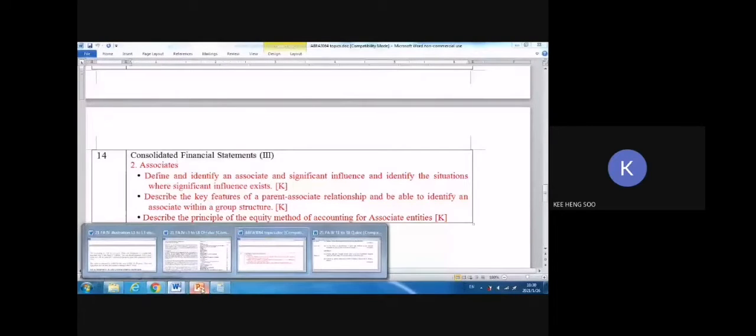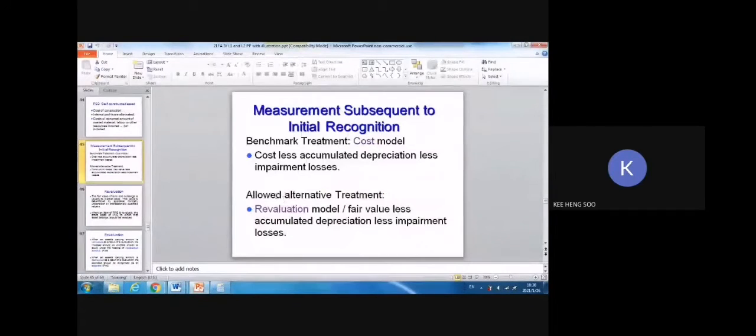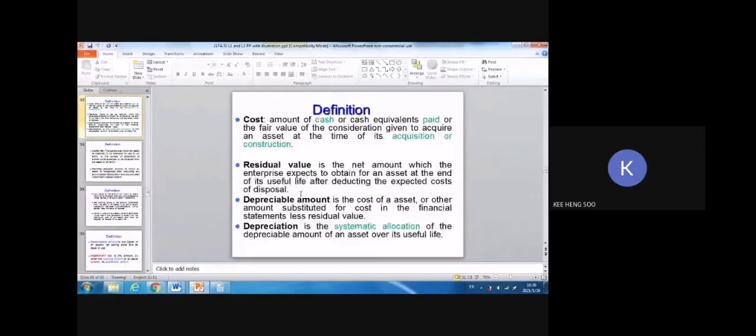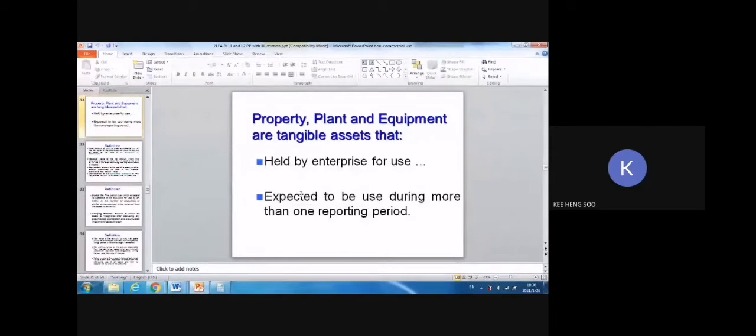Okay, now come back to here. So we are going to look at the first one, the definition. Property, plant, equipment.